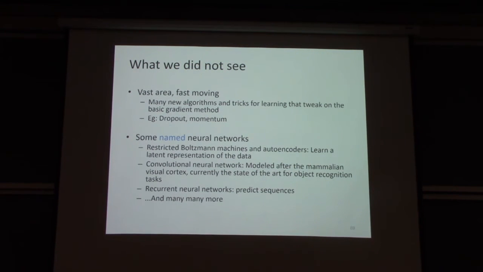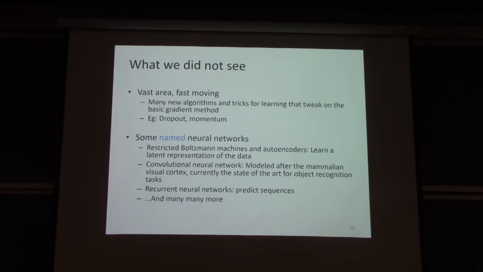You will see, for example, one called a restricted Boltzmann machine, and very closely related to that is an autoencoder, which is a way of learning a latent representation of the data. A convolutional neural network is a neural network that has some lineage in computer vision, and its architecture was inspired by the mammalian visual cortex.